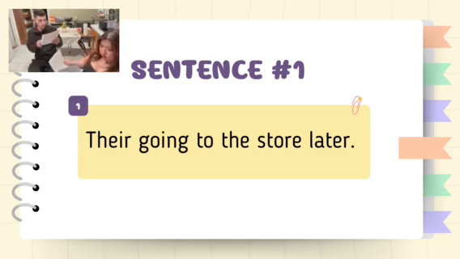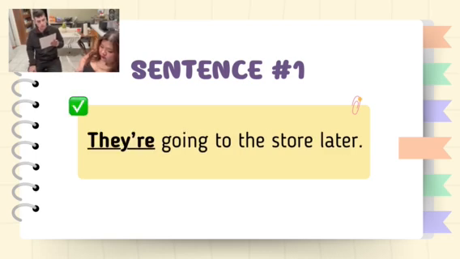Good. Can you explain what you changed? Our group changed their, T-H-E-I-R, to they're, T-H-E-Y apostrophe R-E, or they are, because their, T-H-E-I-R, shows possession, which is not correct for this sentence. That's right. Good work. Moving on to the second sentence.